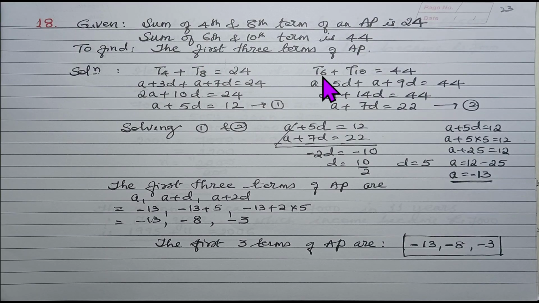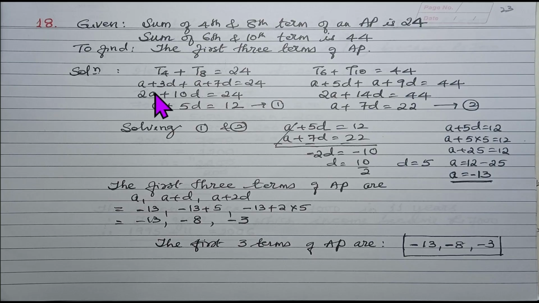And the sum of the 6th term, T6, and the 10th term, T10, is 44. We have got two equations here. Now to find the first three terms of an AP, definitely we require A and D. To find A and D, two unknowns, we require two equations, and two equations are there before us, that is T4 plus T8 is equal to 24, T6 plus T10 is equal to 44.